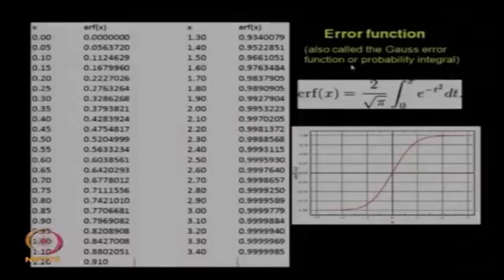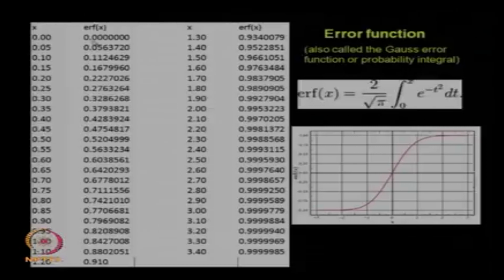We later introduced something called the error function. This is also called the Gauss error function or a probability integral, because it is an integral between two limits. The error function of x is given by 2 divided by square root of pi, integral 0 to x of e power minus t square dt. If you look at the function, it looks like a sigmoidal curve. It starts from the value of 0, goes up and saturates at 1, and in the negative direction it goes down and saturates at minus 1.